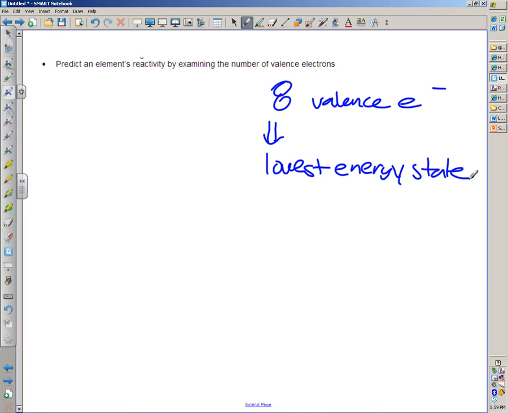Alkali metals, way on the other side, only have 1 valence electron, but what are they looking to do with it? Lose it. So alkali metals are also very reactive because they're very close to having 8. If they dump that 1 electron, now they've got 8. So reactivity is an atom losing, gaining, or sharing electrons to get to 8. Things that are real close to 8 are very reactive. Things that are farther away, not so much.